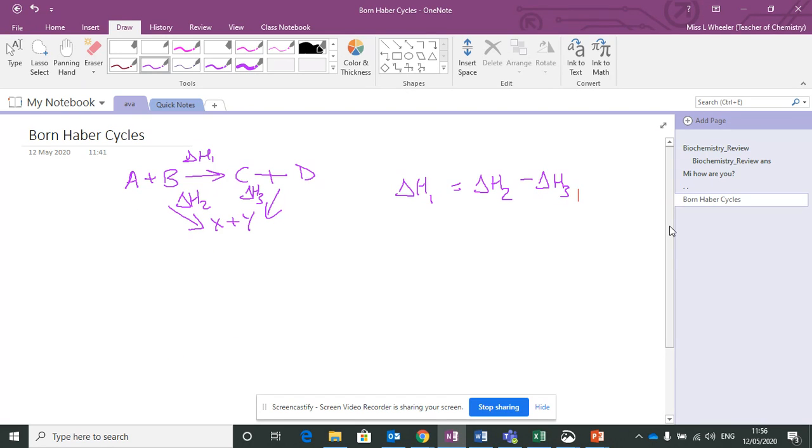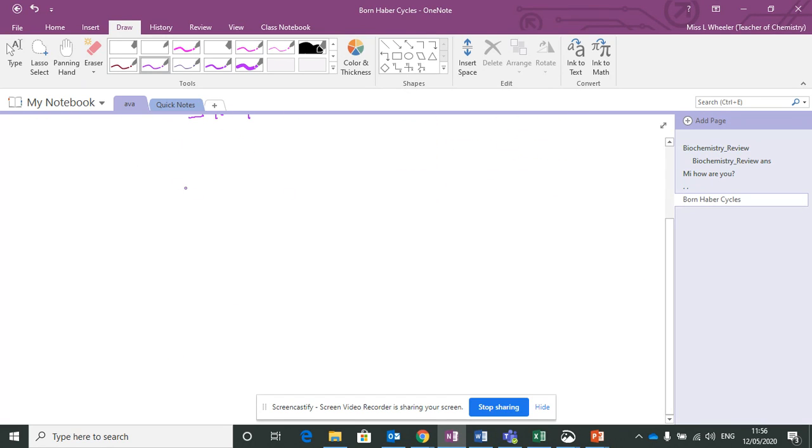Okay. Now, Born-Haber cycles that we're going to be looking at today are a similar process, but these are multi-step processes. So if I was looking at the reaction to form sodium chloride, we have sodium metal reacting with half a mole of chlorine gas to form sodium chloride. And while this equation tells us that the reaction happens, it doesn't exactly tell us what is happening at an atomic level. And this is where a Born-Haber cycle comes in.